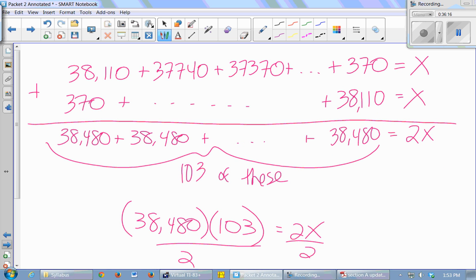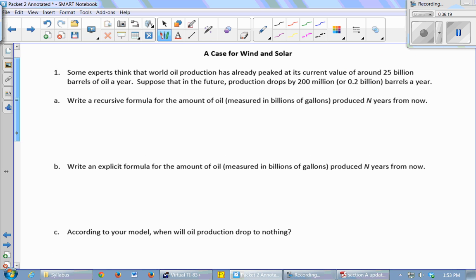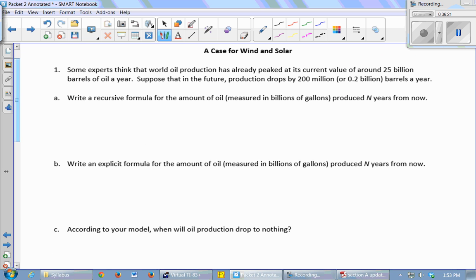All right, so now I have a little bit more for you to work on, and this is a case for wind and solar.